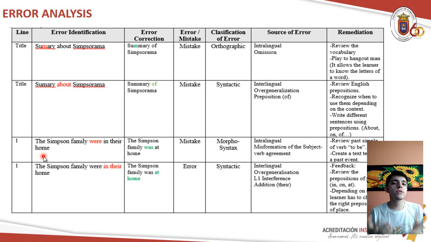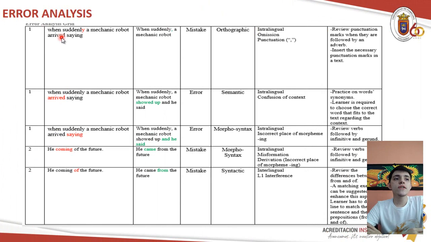And feedback, review the prepositions of place: in, on, at, depending on the context. The learner has to choose the right preposition of place. In the first line, the learner wrote, "when suddenly a mechanic robot arrived, saying." The error correction is "when suddenly, comma, a mechanic robot."